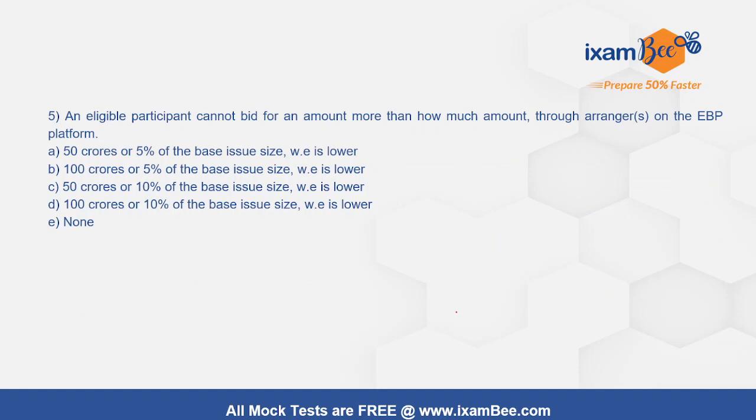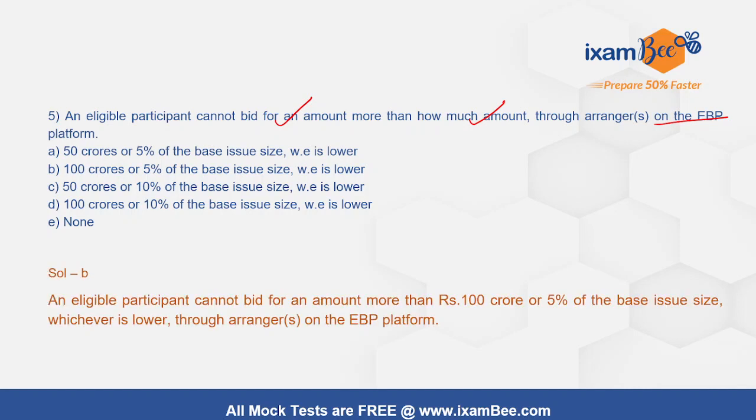Okay. So an eligible participant cannot bid for an amount more than how much through arrangers on the EBP platform. There is also a restriction on how much maximum bidding can take place from one investor on this EBP platform in the particular issue size that is given. So an eligible participant cannot bid for an amount of more than 100 crore or 5% of the base issue size, whichever is lower, through arrangers on the EBP platform. So the answer is B.